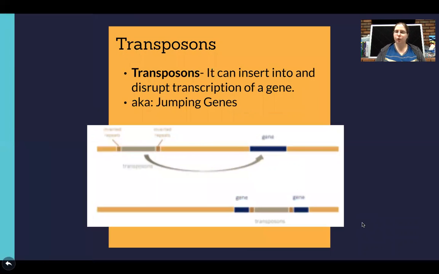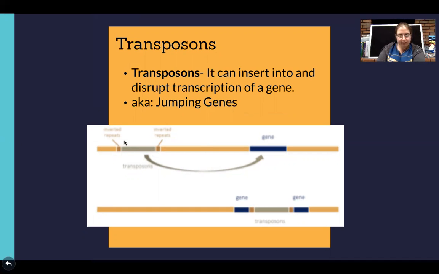Transposons, these are also known as jumping genes, because what happens is they can actually remove themselves from the part of the DNA and insert themselves somewhere else. Specifically, they can cause disruption if they insert back into the DNA in the middle of a gene.